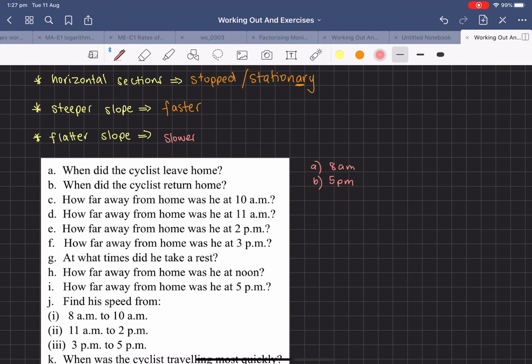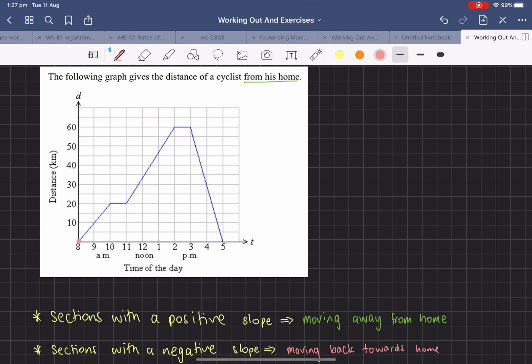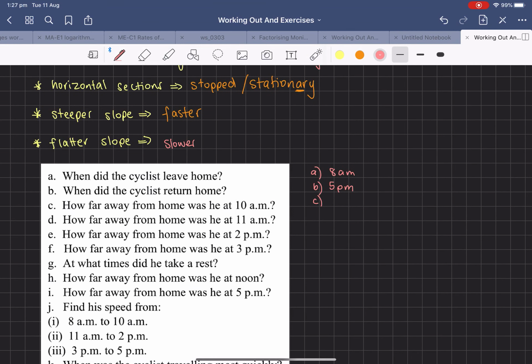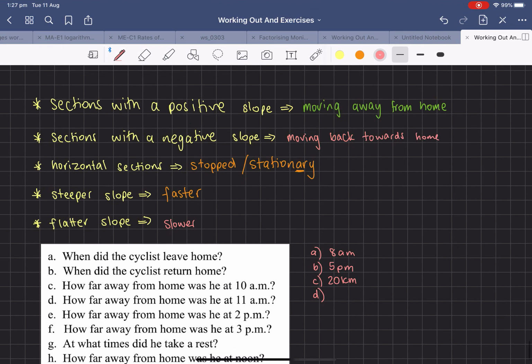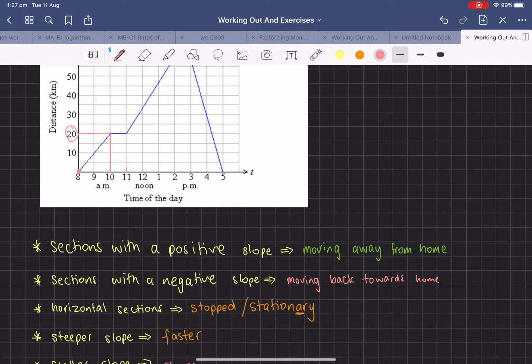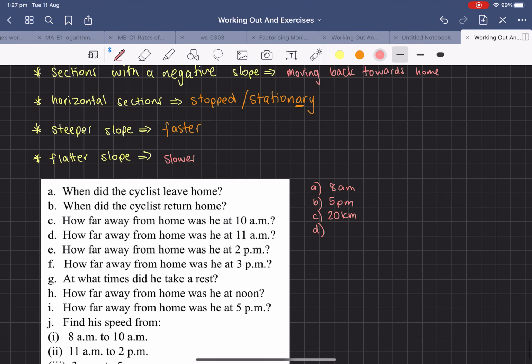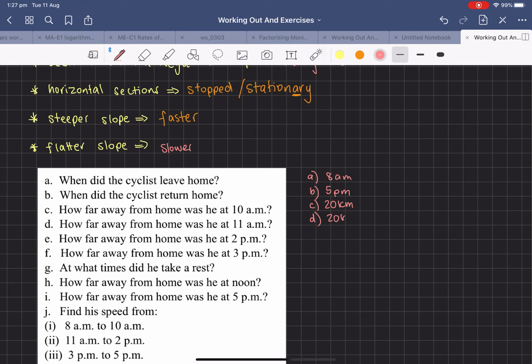How far away from home was he at 10 a.m.? Okay, well, let's have a look. 10 a.m., what was his distance? He was 20 kilometres from home at 10 a.m. How far away from home was he at 11 a.m.? Well, let's have a look. 11 a.m., he was still 20 kilometres from home. Same distance because between 10 and 11 he was stationary.